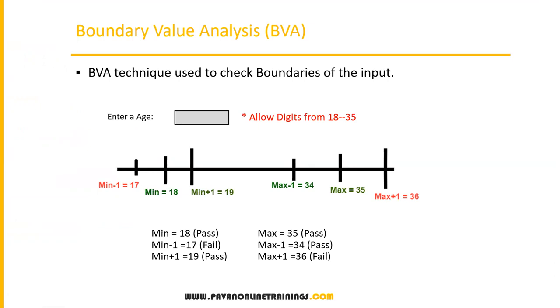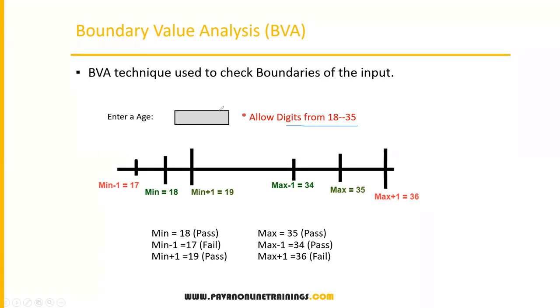For example, see this. Here I have a small text field called age. It will allow us to provide 18 to 35, so the age between 18 to 35. This is my requirement. Normally, how will we test it? In 18 to 35, when I pass any value between 18 to 35, it should allow. That is all valid data.